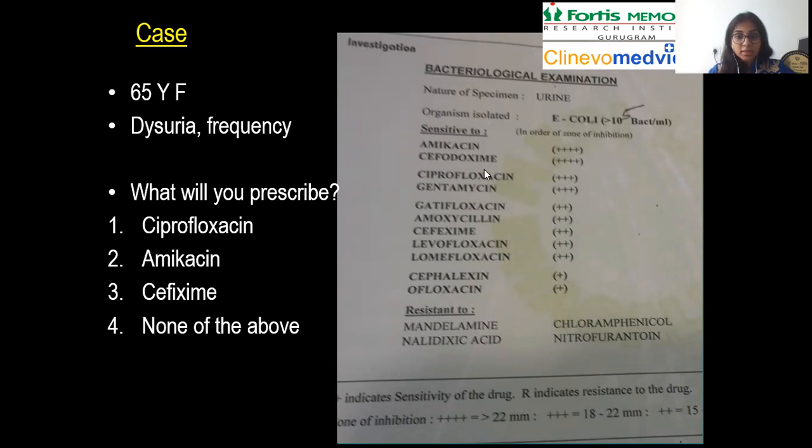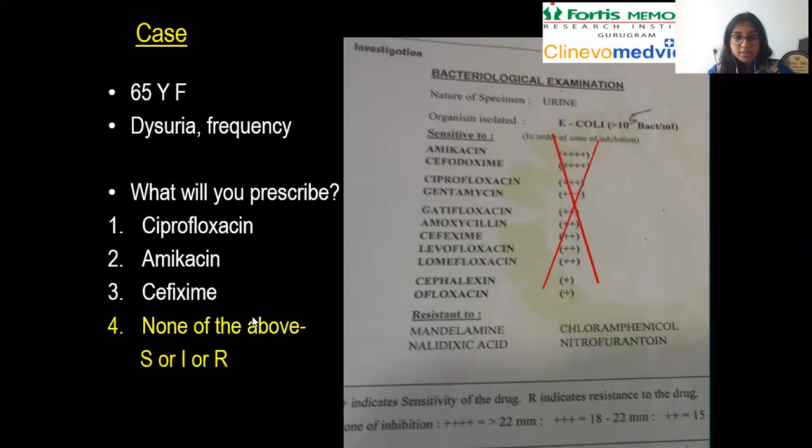Here we see there are certain antibiotics which are reported as 4 plus. There are certain antibiotics reported as plus. So it's basically reported as plus plus. And with this particular report, which antibiotic will you choose? So ciprofloxacin reported as 4 plus, amikacin again 4 plus, cefixime which is reported as 2 plus, or none of the above. So the right answer is actually none of the above.